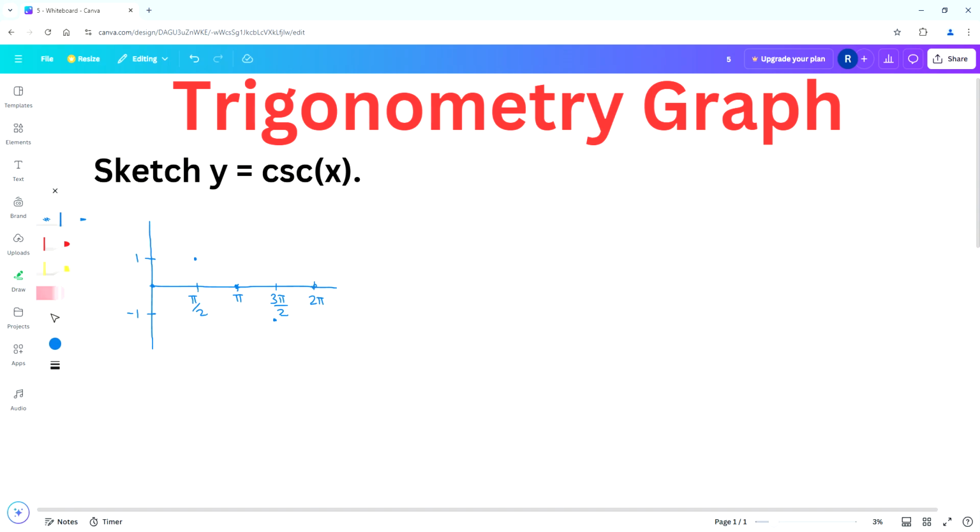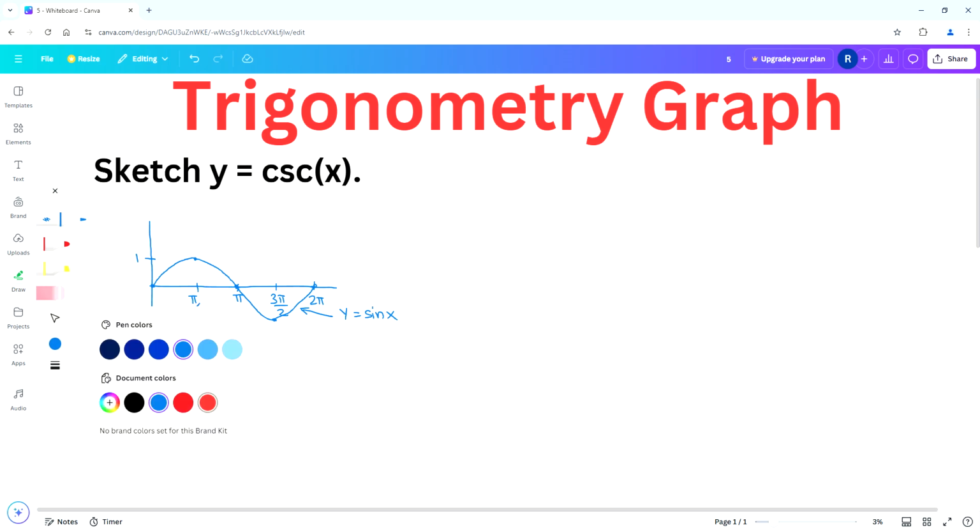Now we can join these points in the form of a wave. This is the sketch of y equals sin x. Now we can sketch cosecant x. Graph of cosecant x has vertical asymptotes. The vertical asymptotes are at points where the graph of sin x has x-intercepts.